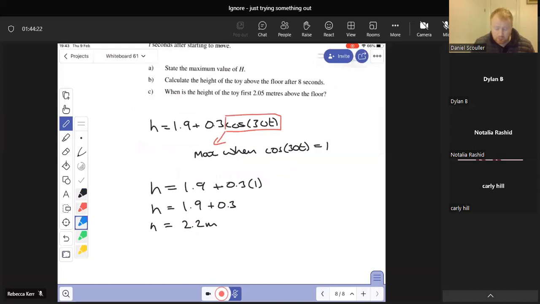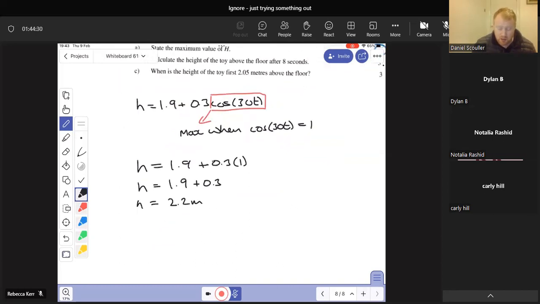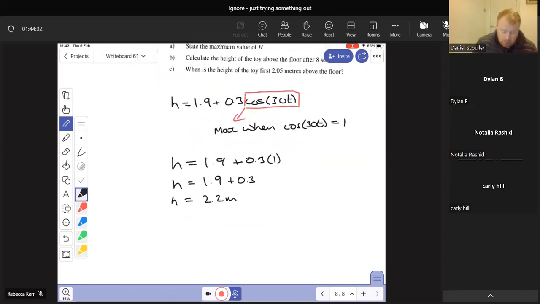B, a little bit harder, and you can see that because it's worth 3 marks. Calculate the height of the toy above the floor after 8 seconds. Starting with the same equation, and we're working out h.